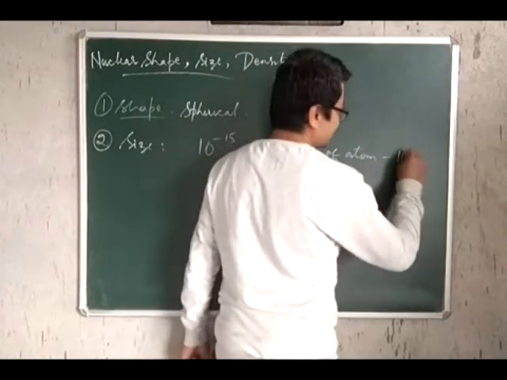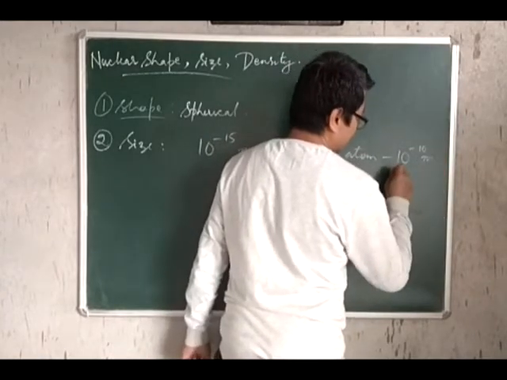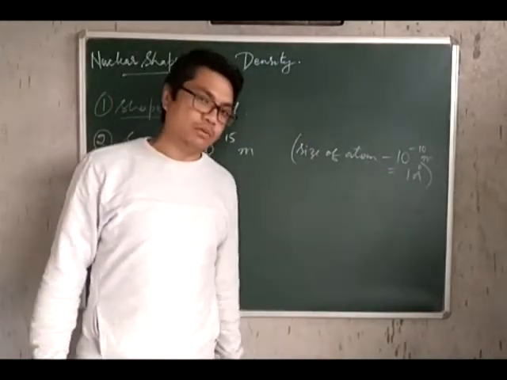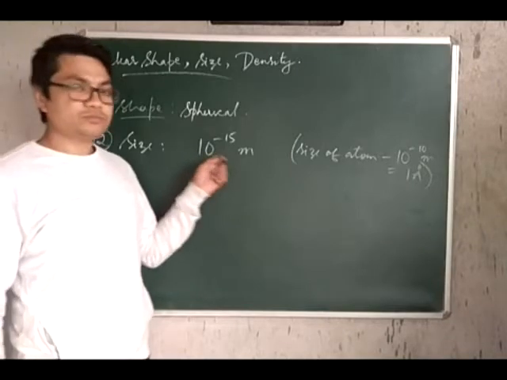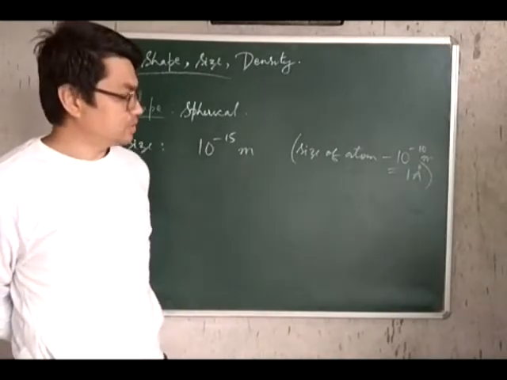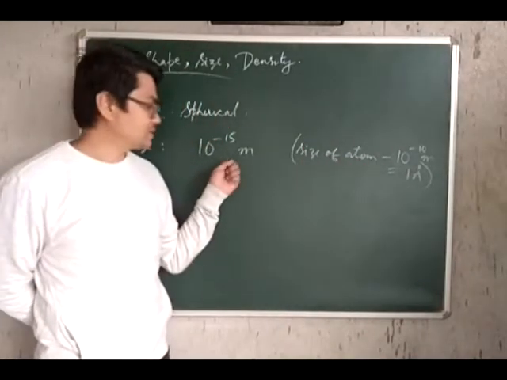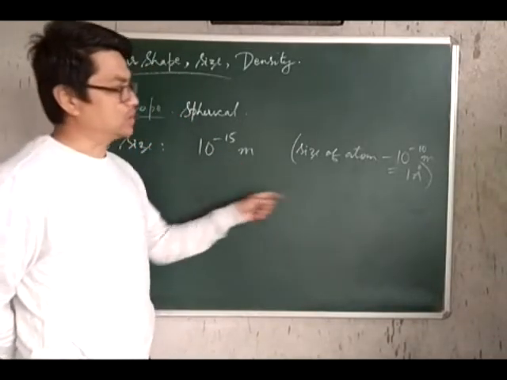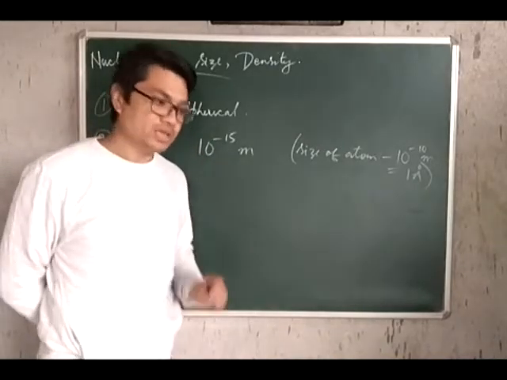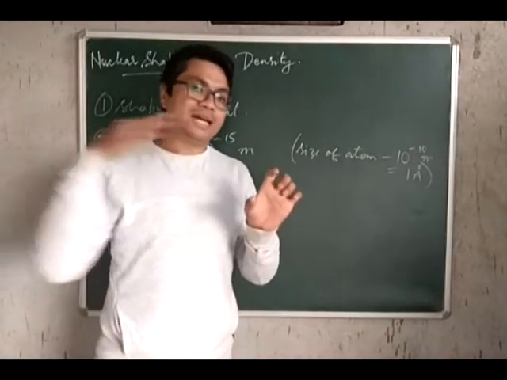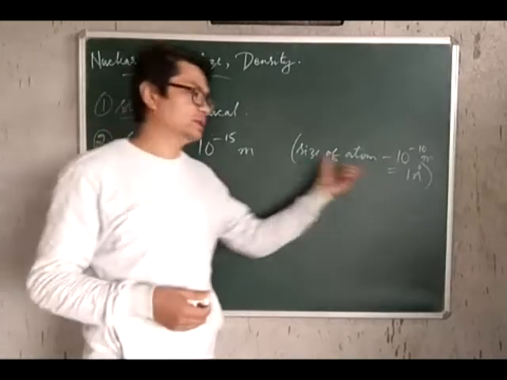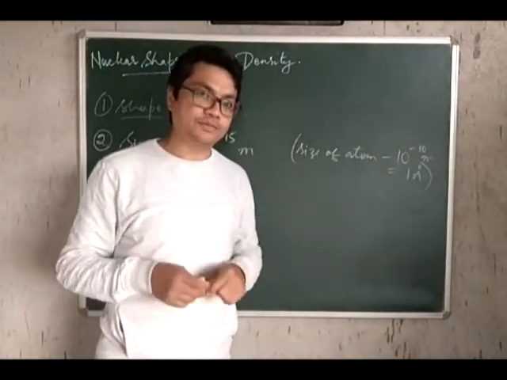The size of the atom is 10 to the power minus 10 meters, which is equal to 1 angstrom. The size of the atom is of the order of 1 angstrom, whereas the nucleus is smaller than the atom. In fact, 1 lakh times smaller, as you can see. That is why Rutherford said that the atom is mostly hollow, because the nucleus is 1 lakh times smaller than the size of the atom.